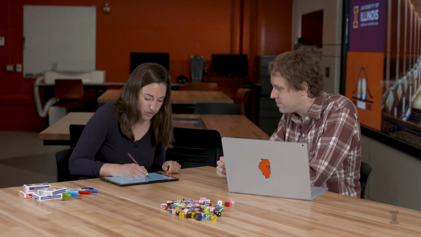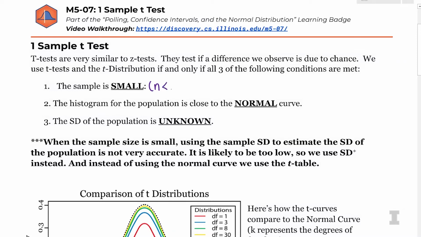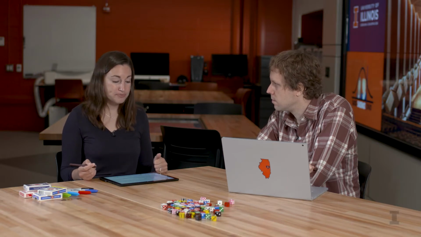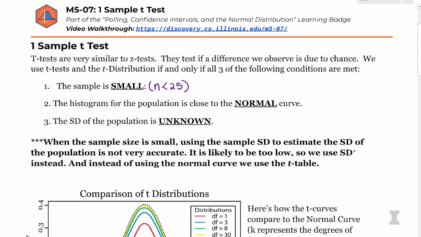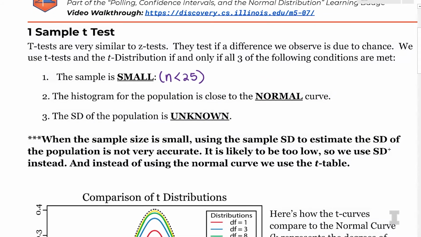Let's just be conservative and say if n is less than 25. That's the first condition for the t-test: the sample has to be small. The second one is that the histogram of the population is close to the normal curve. The t-distribution is actually bell-shaped just like the normal distribution, and we're going to see how exactly it's different, but we do want the underlying population to be close to normal. The last and final condition is that the standard deviation of the population is unknown. And this is usually the case.